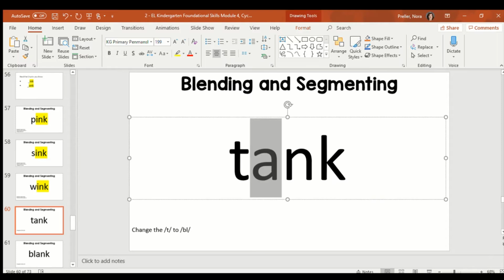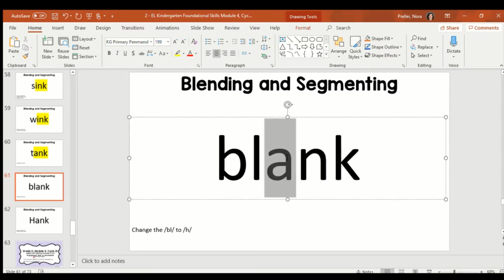Now we're going to start with a new word. We're going to start with the ank family. I can hear that this is ank, or I can see that this is ank because it's got that A there, and A says a. Now, take the t and put it with ank. You try. Did you get t, ank, tank? If you did, great job.